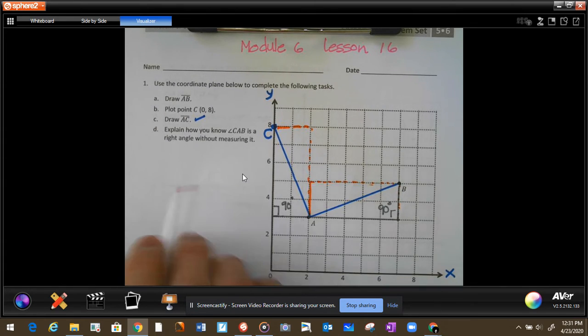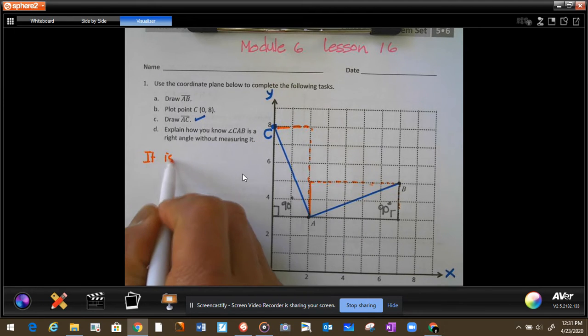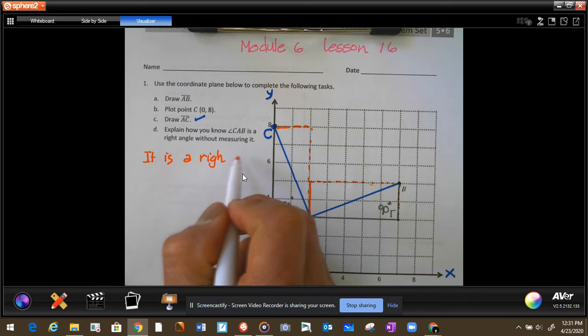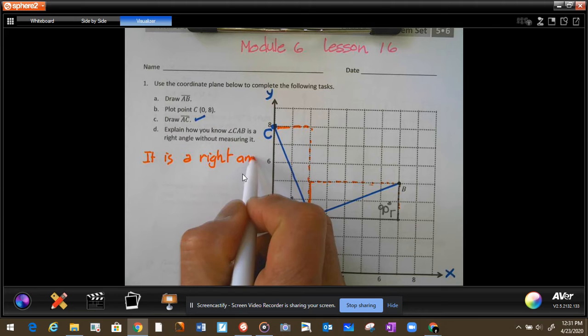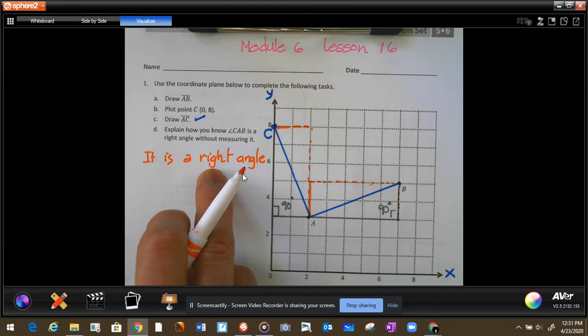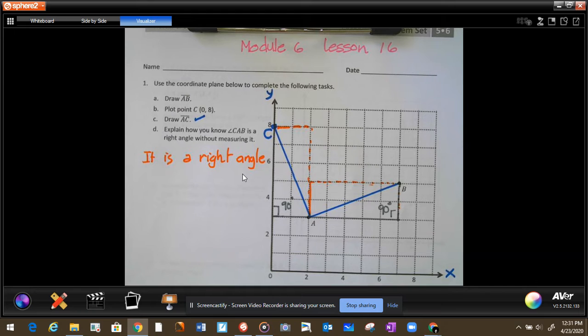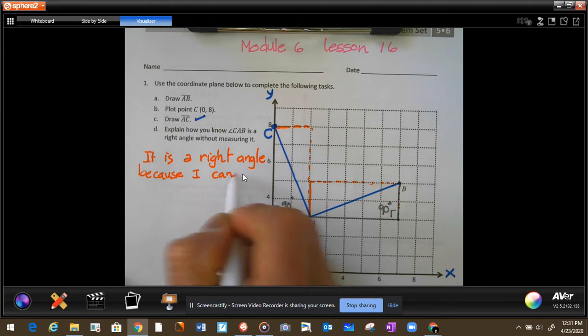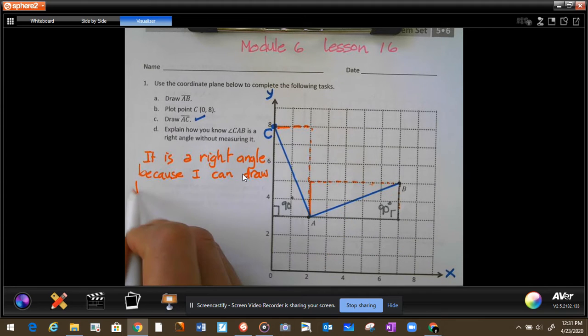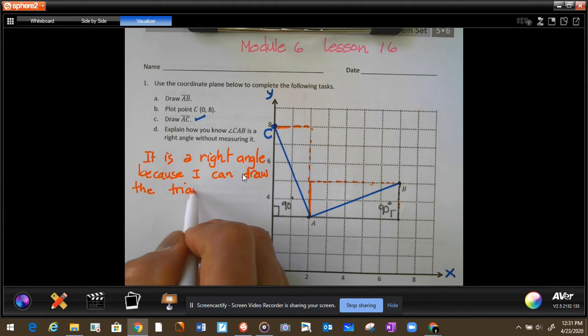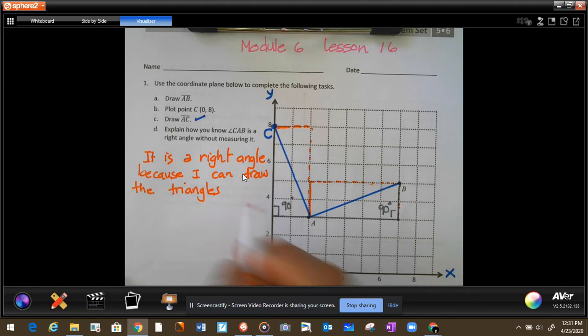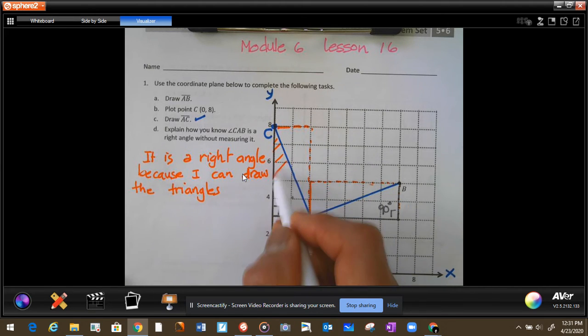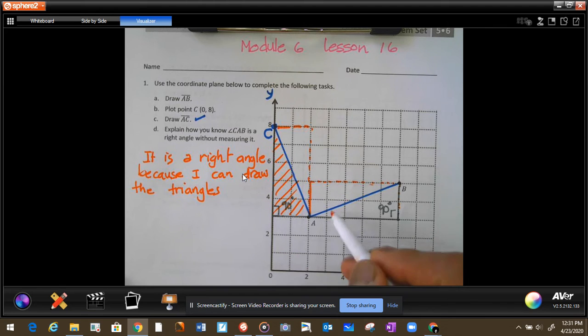Okay. So explain how you know that it's a right angle. Well, it is a right angle, right. Let me see if I spelled that correctly. Right, R-I-G-H-T, that is correct. Okay, it is a right angle because I can draw the triangles, and I'm talking about these triangles. I'm going to highlight them so you can see them.